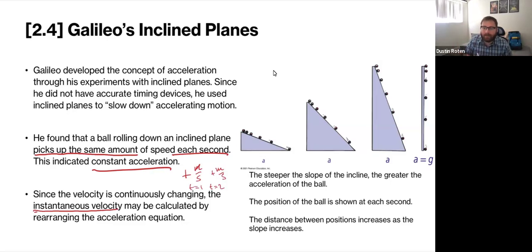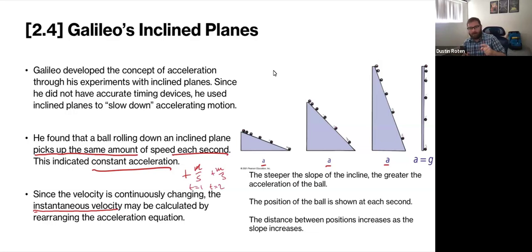So if we look at this figure over here, you'll notice that the A's here keep getting larger because the ramp keeps getting steeper. The idea is essentially the steeper the slope, the greater the acceleration. And that's pretty much common sense. I'm sure you all have rolled a ball down an inclined plane before.